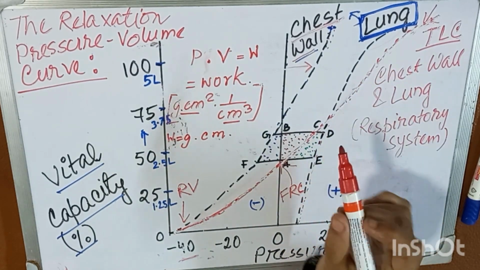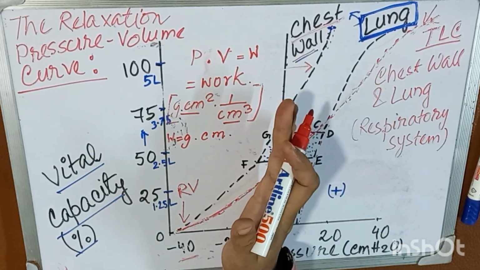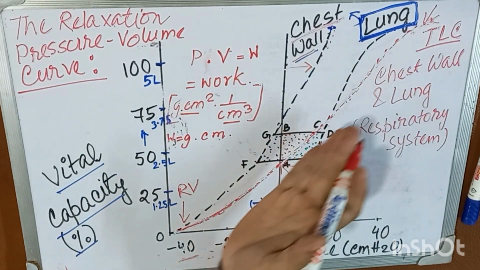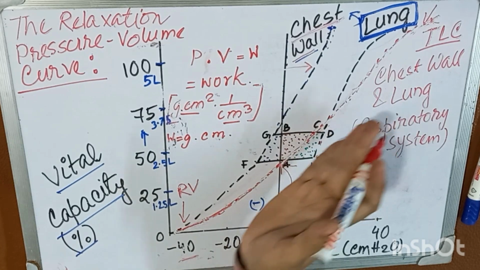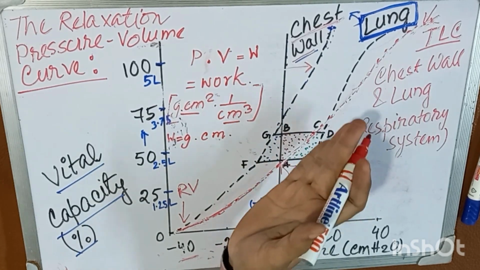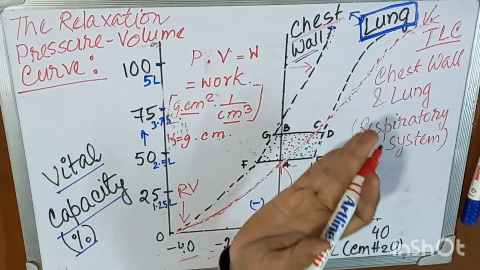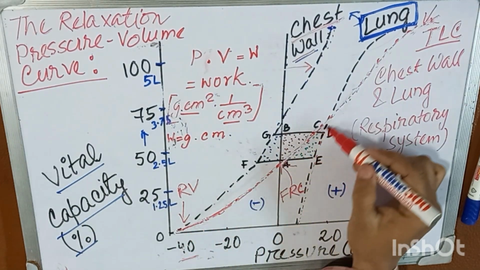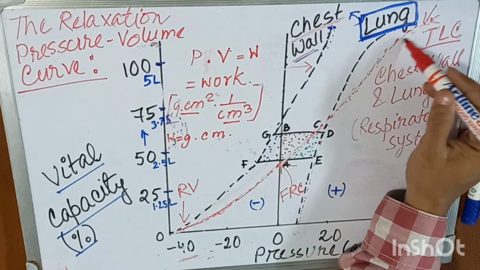So that means the chest wall is trying to pull up the lung, and it is this line in between these two lines that our body expands its volume. And this is the compliance curve. This is called the compliance curve of the lung.